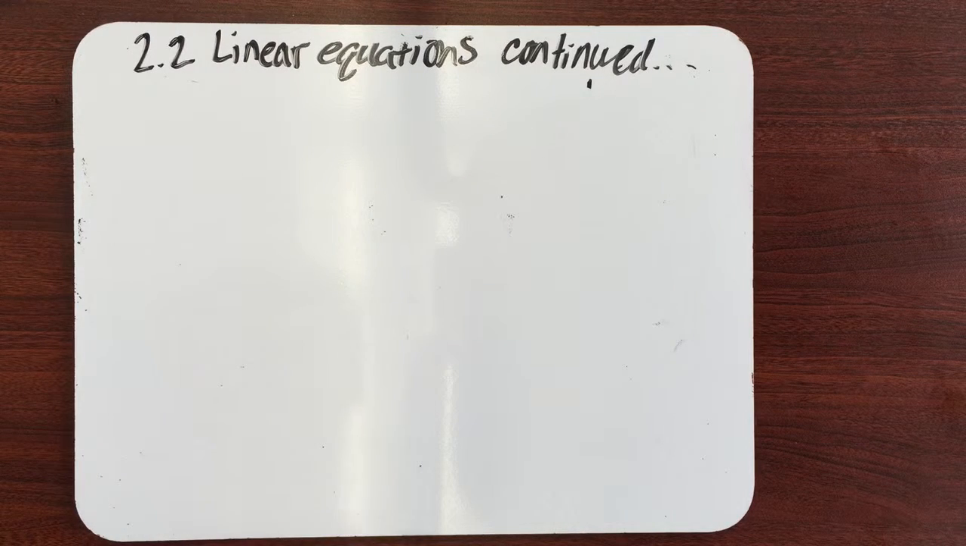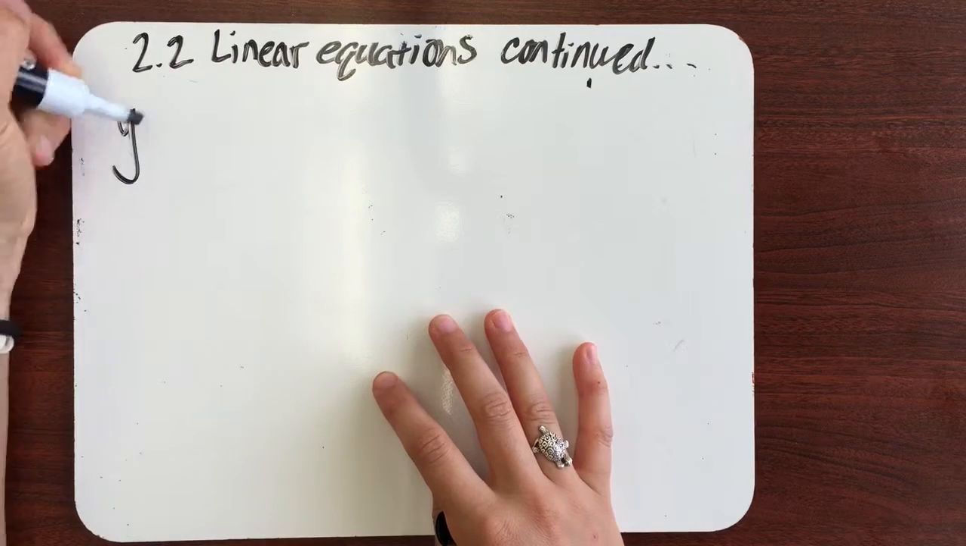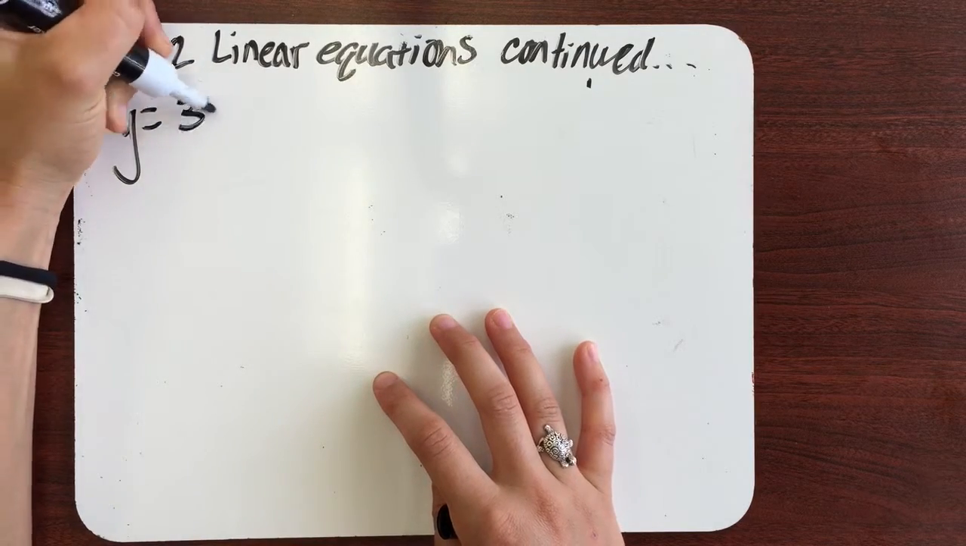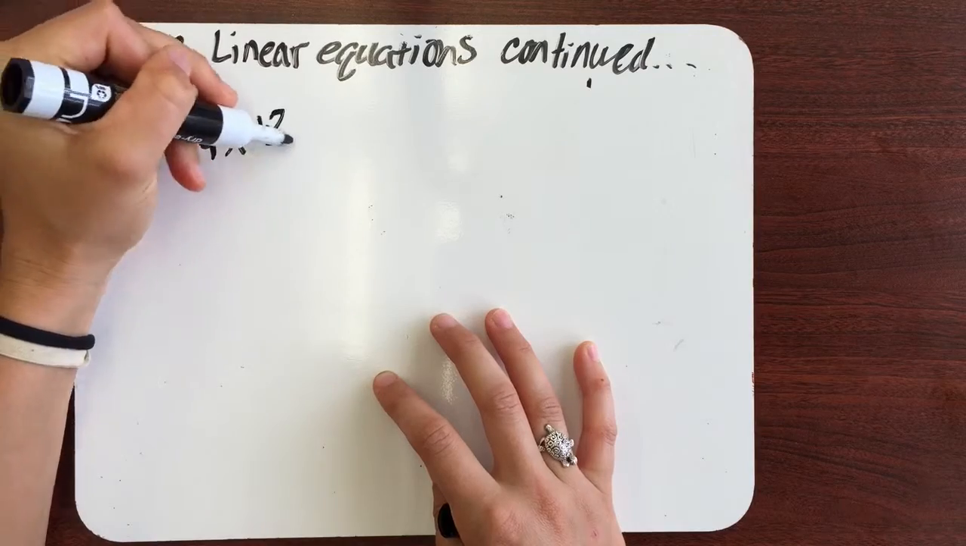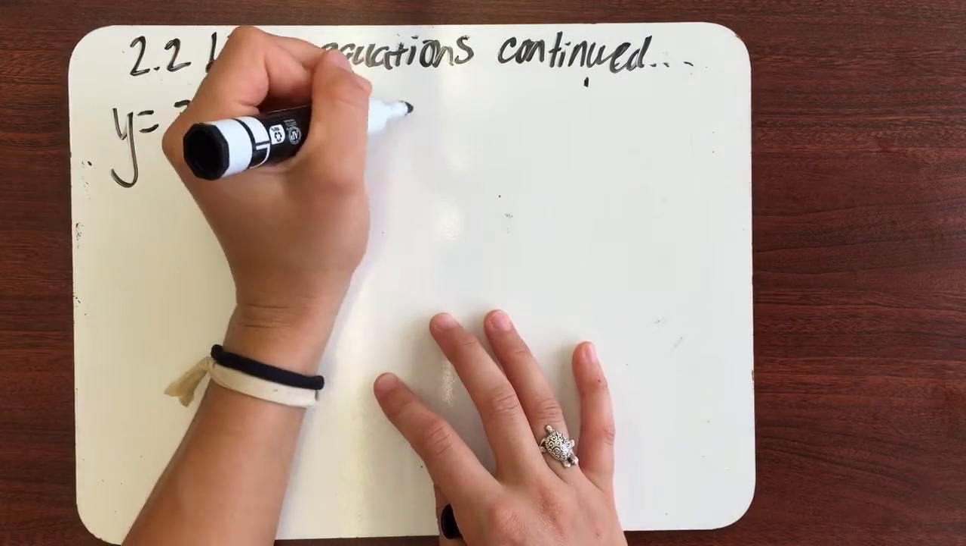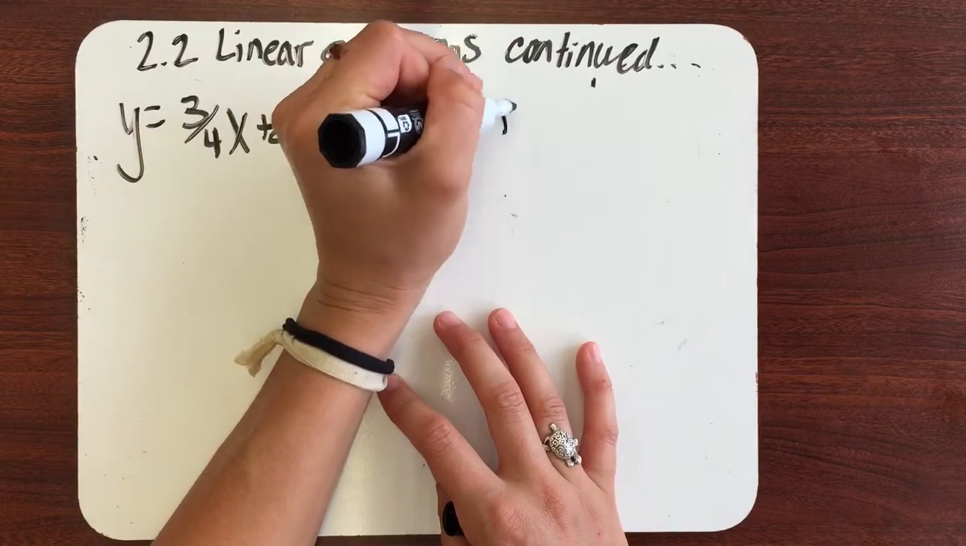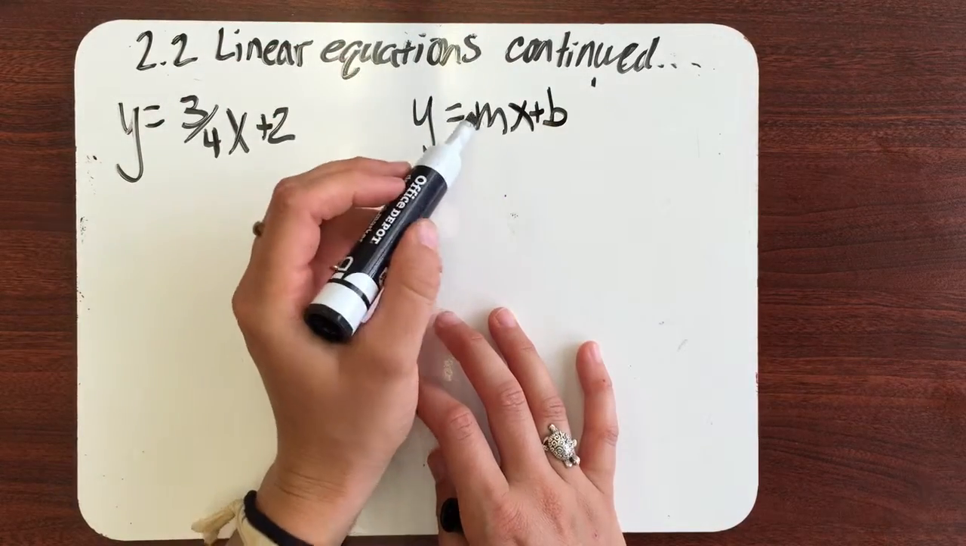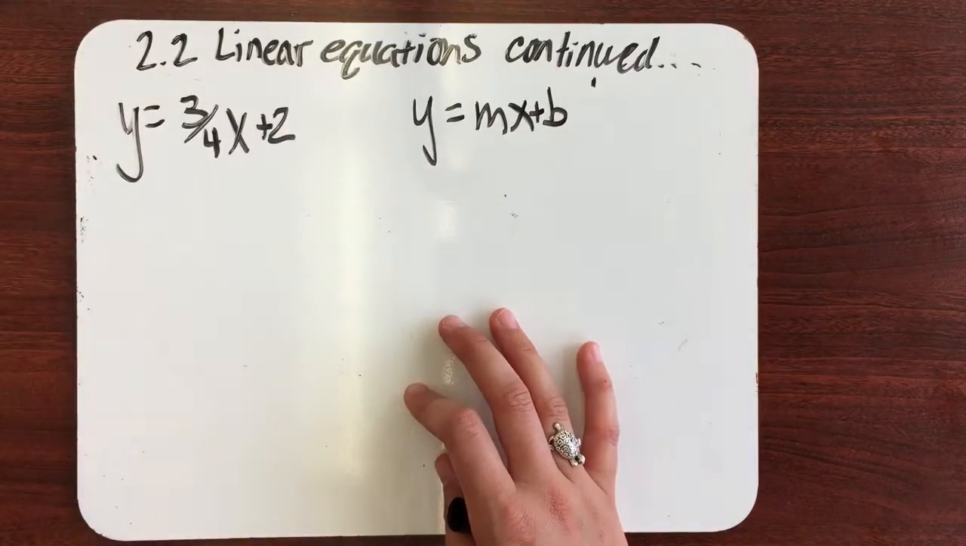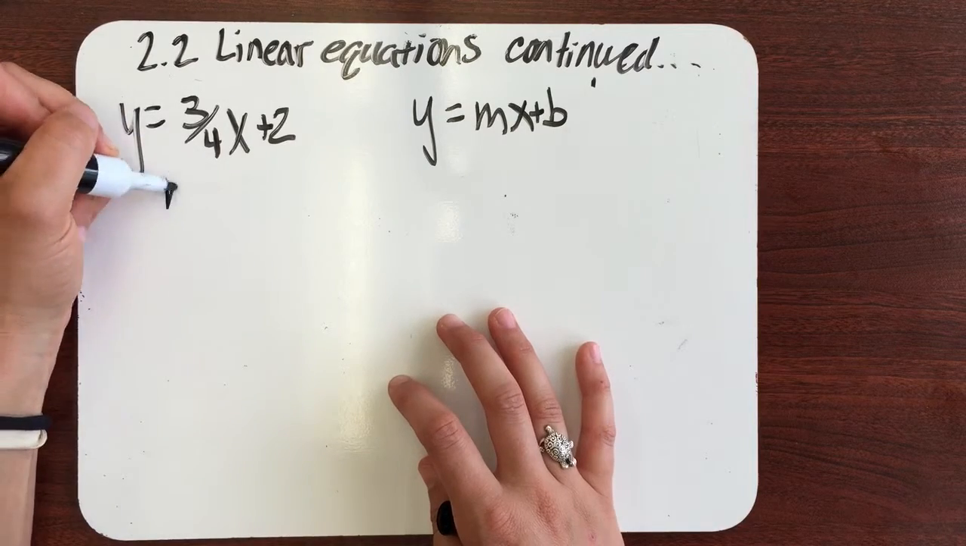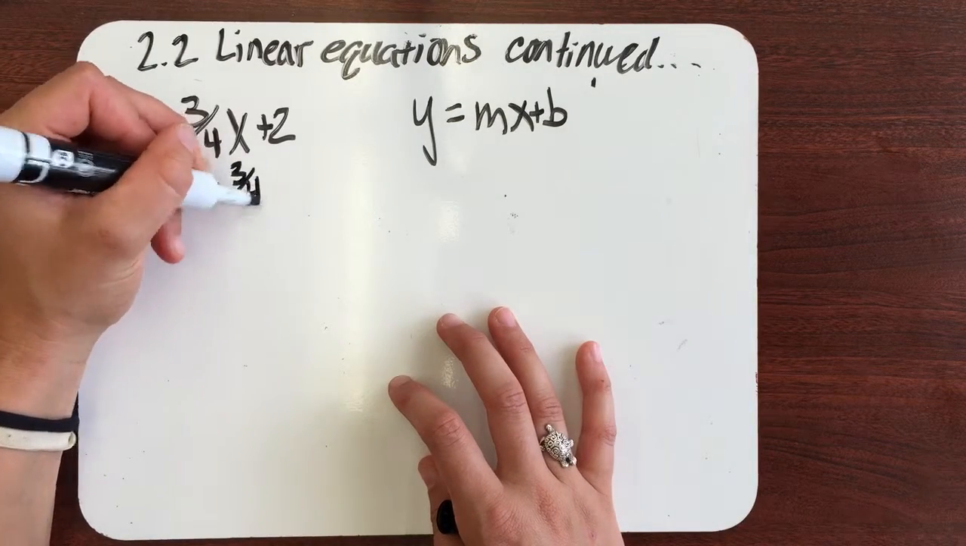We're going to continue with 2.2 linear equations and go over how to write the equation of a perpendicular line and a parallel line. So let's say we have the equation of y equals 3/4 x plus 2. Right now this is in the form of y equals mx plus b, which is slope-intercept form, because your m is your slope and your b is the y-intercept. So from here we know that m is equal to 3/4.